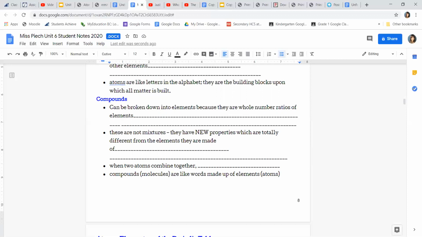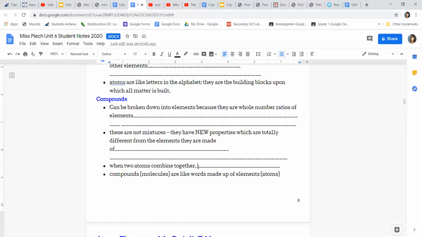If you had, say, some hot tea and you added a little bit of sugar or honey to it, that's a mixture, but it's not chemically bonded. Whereas here, when different kinds of atoms combine together, it's a chemical bond. And so it requires a lot of energy to be able to separate these compounds. They also have new properties compared to the elements that they were made from.